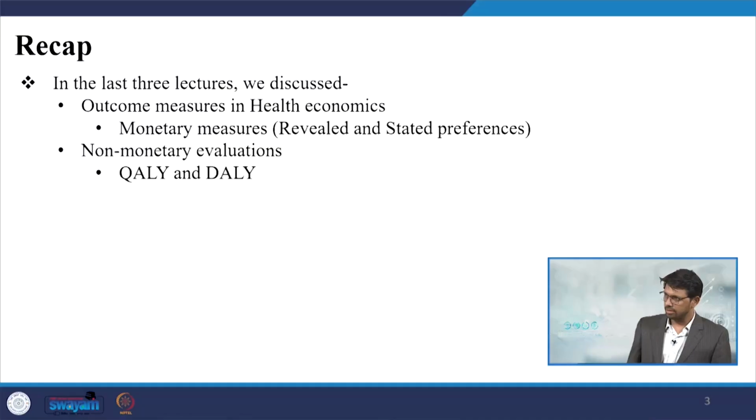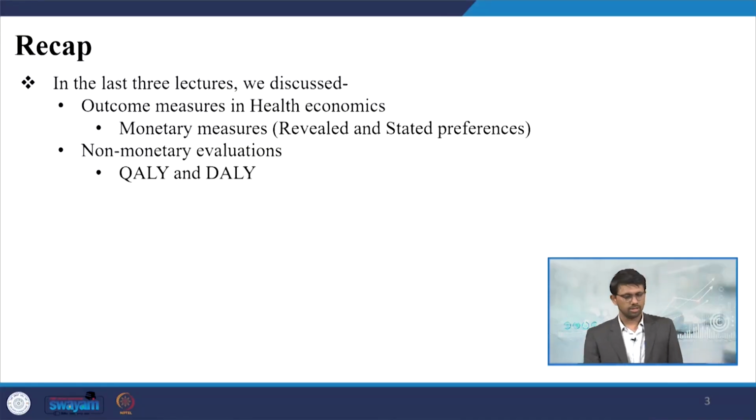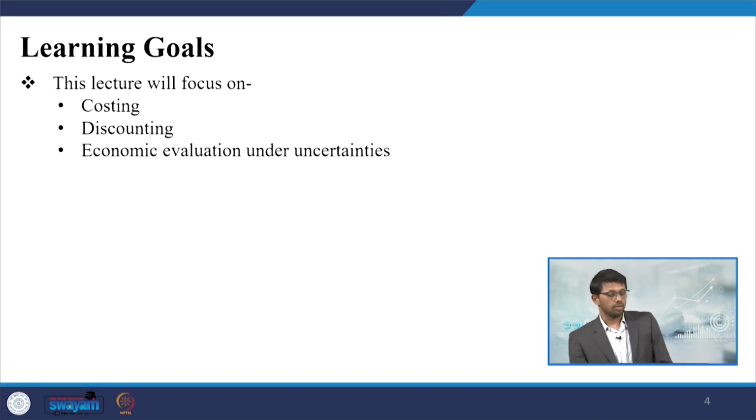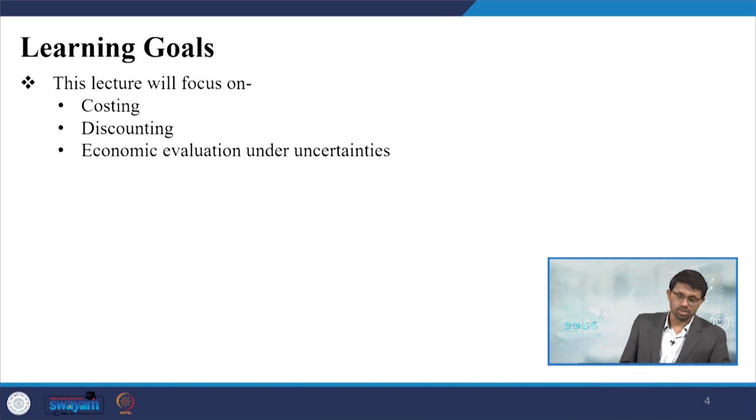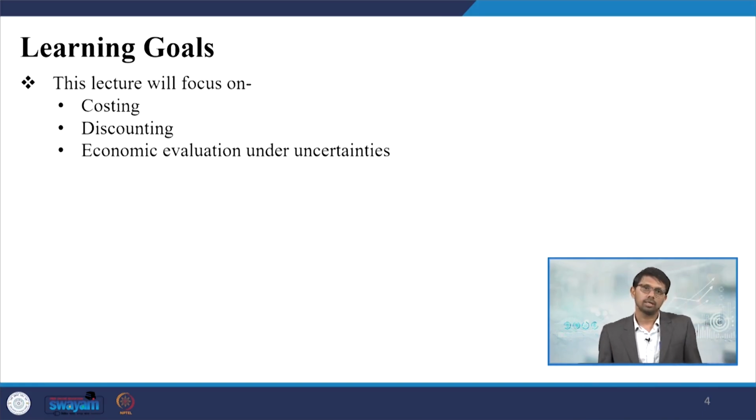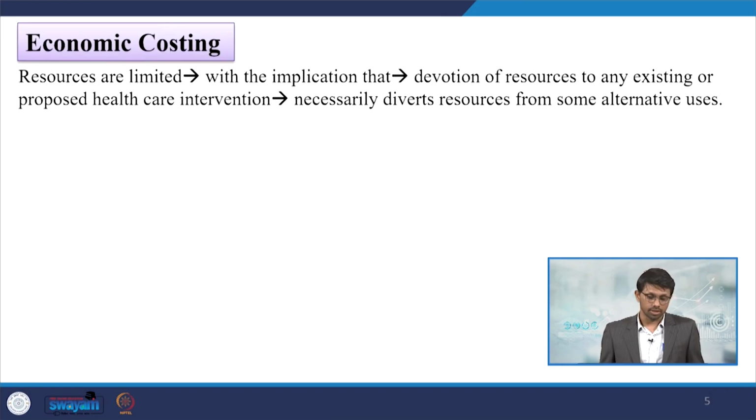If you remember, this is in connection with the last lecture, where we discussed outcome measures in health economics. We discussed both revealed and stated preferences, as well as non-monetary evaluations including QALY and DALY. So, in this lecture we will be emphasizing costing, discounting and economic evaluation under uncertainty.